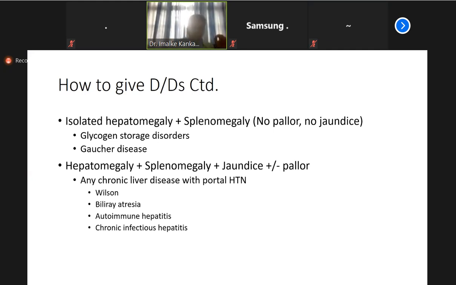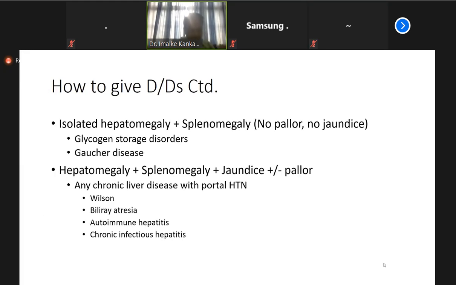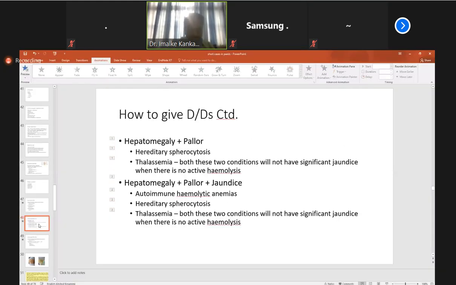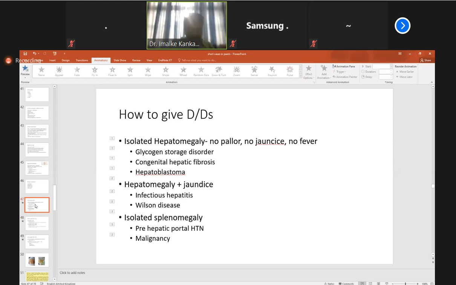Now, if you have everything like hepatomegaly is there, splenomegaly is there, jaundice is there, pallor is there. So any chronic liver disease, portal hypertension is a possibility. Like it could be Wilson's, biliary atresia, autoimmune hepatitis. Now, conditions like autoimmune hepatitis, you could have mentioned with hepatomegaly plus jaundice section as well. So I will put that also now here.